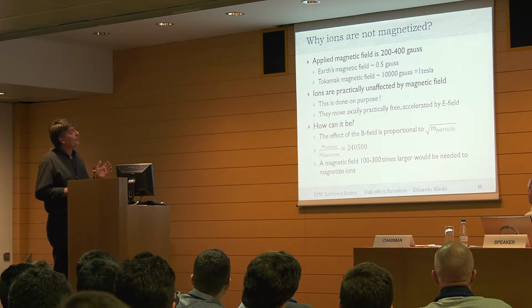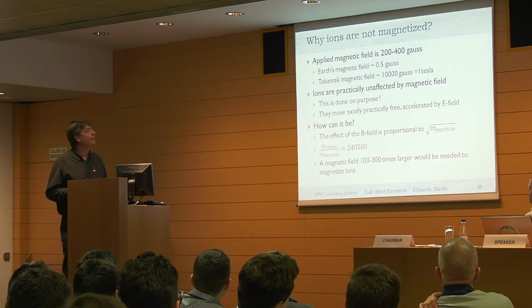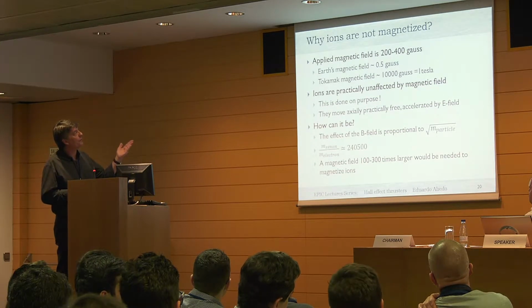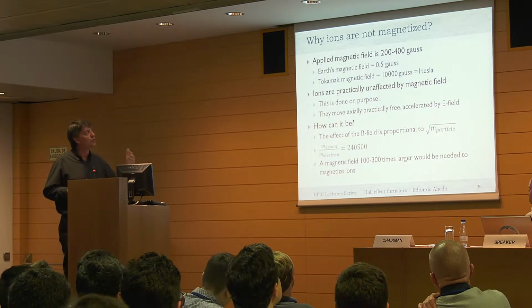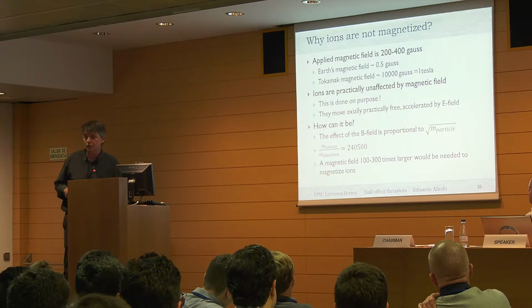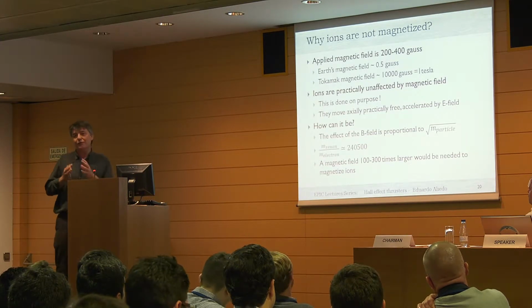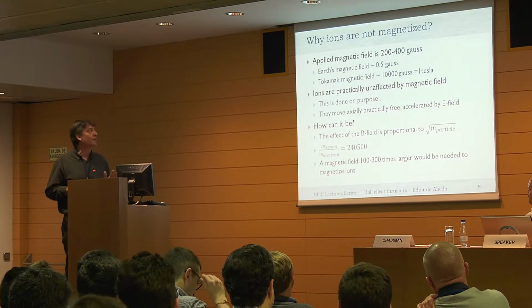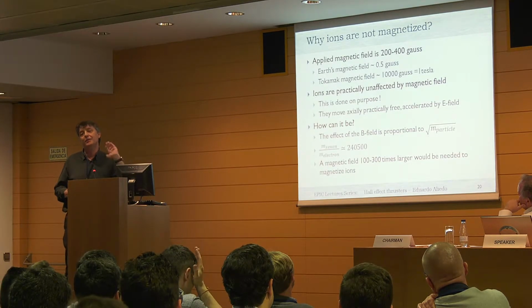Well, the applied magnetic field that we create here is around 200 to 400 Gauss. This is the typical value. For comparison, the Earth magnetic field is 0.5 Gauss, and in a tokamak we have 10,000 Gauss or 20,000 Gauss, or 1 or 2 Teslas, if we use different units, okay? So the point here is that electrons are strongly magnetized, but ions are not magnetized, okay? They are unaffected by the magnetic field. This is done on purpose, okay? We want the ions to move axially, free, and accelerated by the electric field, okay? They don't feel the magnetic field.